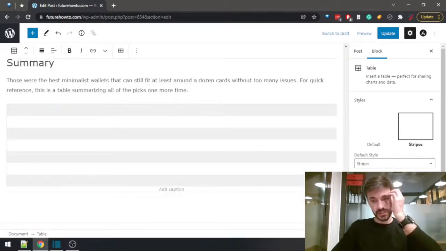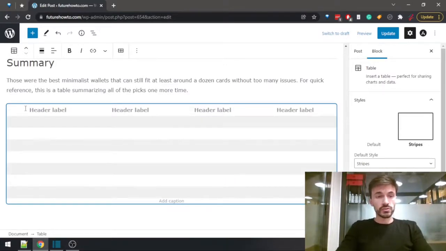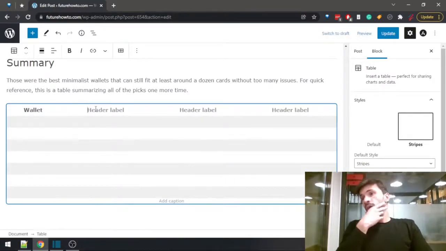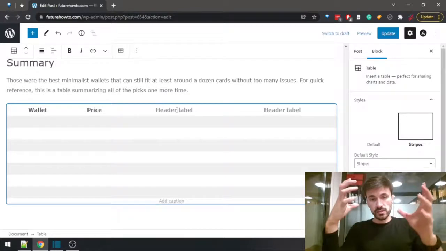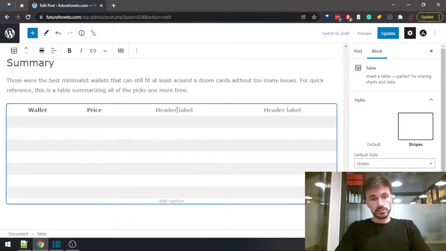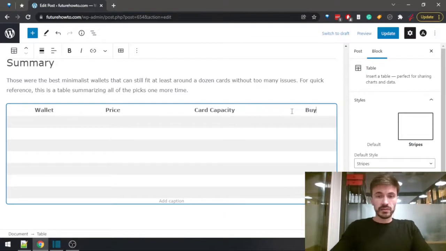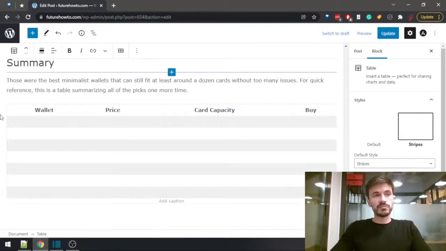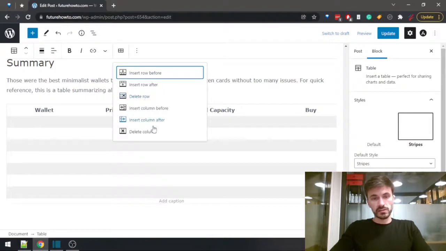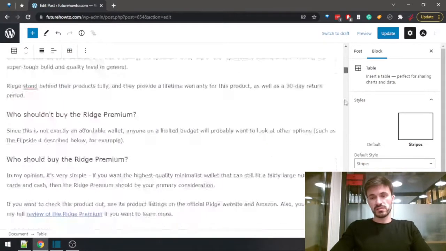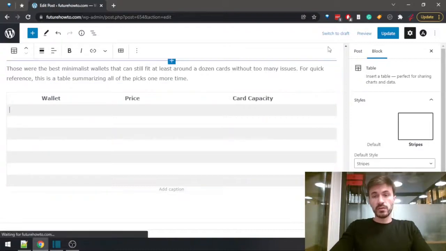But we have a header section. So I usually do it like this. This is gonna be wallet. This is gonna be maybe price. Now this is the main use case we discussed in the article, so that's card capacity. Sometimes I have a separate column for the buy links in here, but oftentimes the links can be the names of the wallets themselves. So let's just go ahead and delete this column for now. This can be a simple table. This is pretty good.